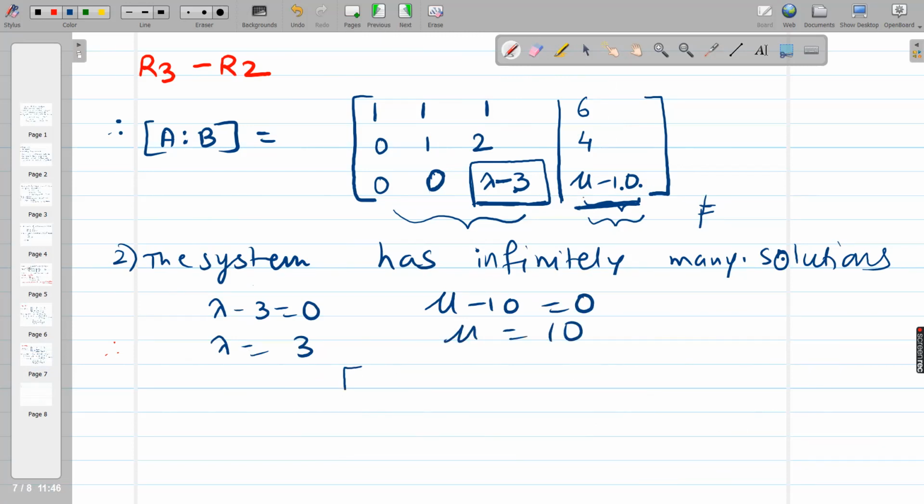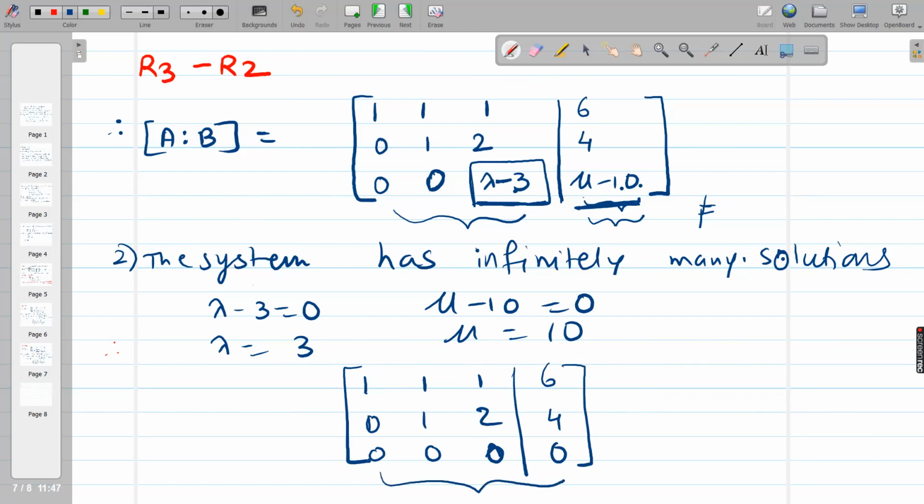So let us see what happens if I substitute lambda equal to 3 here. This will become 1, 1, 1, 0, 1, 2, 0, 0, lambda minus 3. I'm putting lambda equal to 3, so this will become 0. Then 6, 4, and mu I am putting equal to 10, so this will also become 0. So my entire last row is 0. So what happens here?